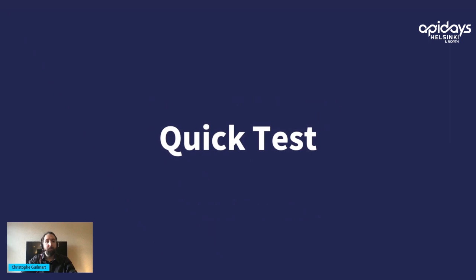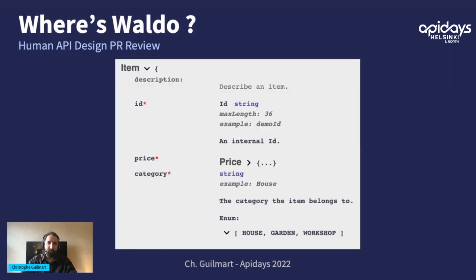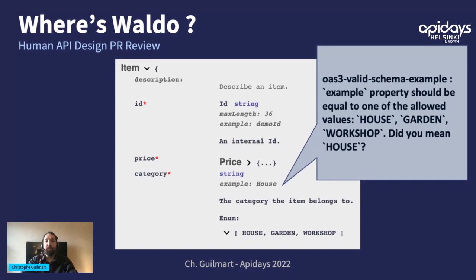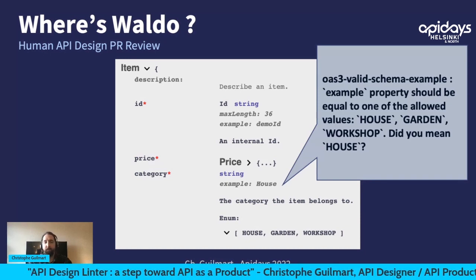Well, we are 5 minutes in. Time to check who is still awake with a quick test. I can't see the chat, so it won't be interactive, sorry, but just try to find the problem here. There is one problem on this one. Can you see it? The example house should be all caps. This one was easy, just to warm up.